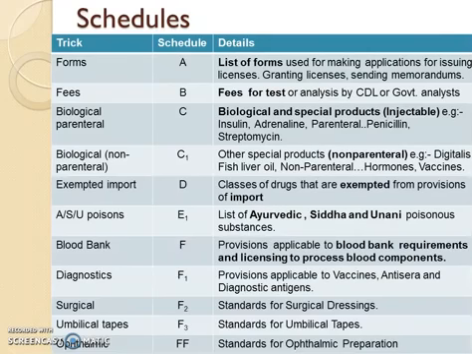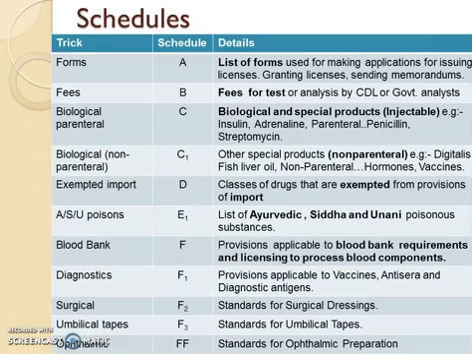Schedule D. Classes of drugs that are exempted from provisions of import. E1. List of Ayurvedic, Siddha and Unani poisonous substances. F. Provisions applicable to blood bank requirements and licensing to process blood components. F1. Provisions applicable to vaccines, antisera and diagnostic agents. F2. Standard for surgical dressings. F3. Standard for umbilical tapes. FF. Standard for ophthalmic preparations.